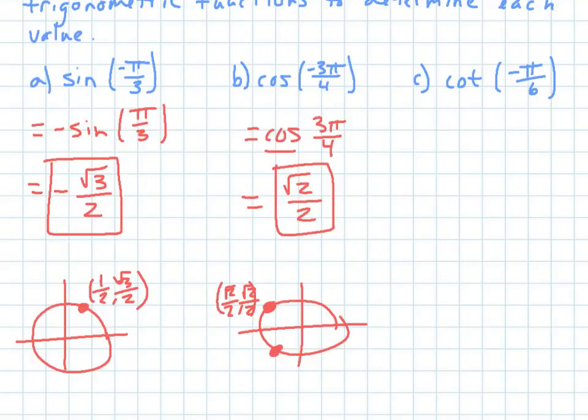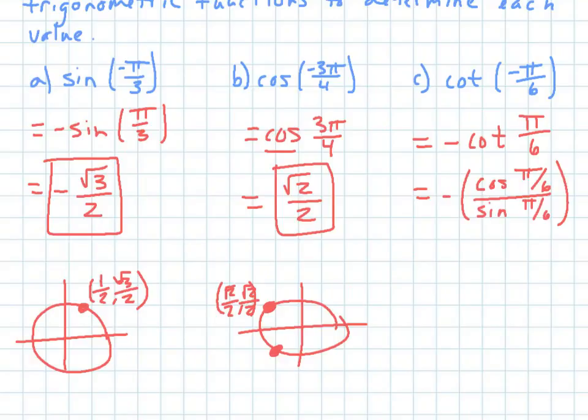So then cotangent. Here, remember cotangent is an odd function for your angle, so that's the same thing as saying negative cotangent of pi over 6. Now here you can go different ways with it. You can say negative 1 over tangent of pi over 6, or you could do negative cosine of pi over 6 over sine of pi over 6. Let's do it that way. So here, cosine of pi over 6 divided by sine of pi over 6.